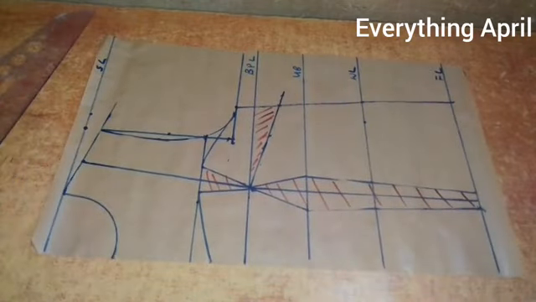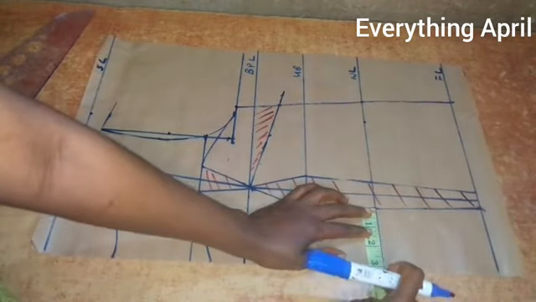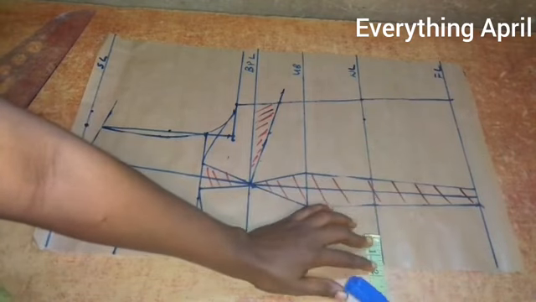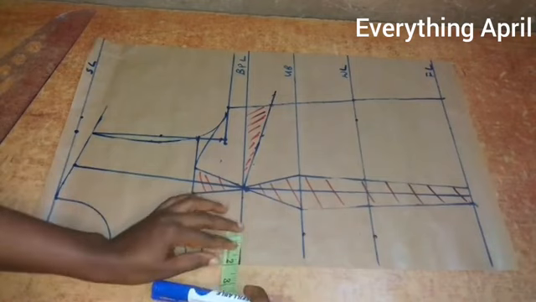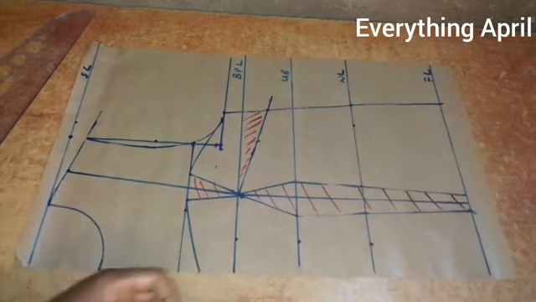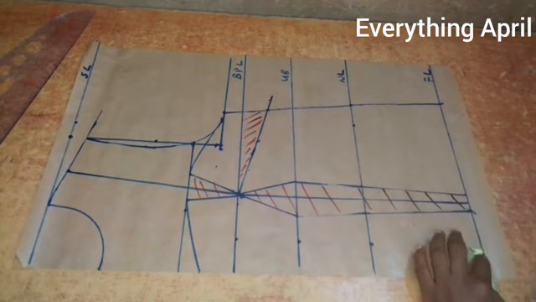Now I'm going to divide. I said I want to divide this front bodice into more parts, so I'm going to measure from the center front 1.5 inches all along the lines I have, and I'm going to connect this point with a straight line.